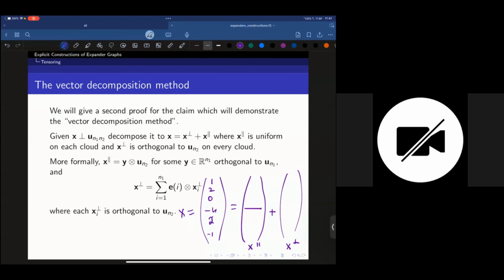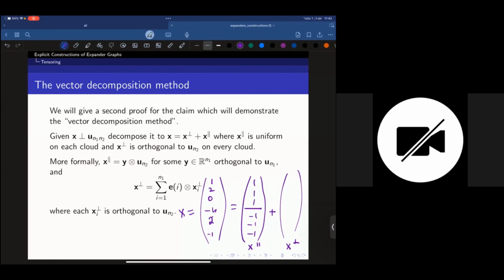So X uniform should be uniform on each cloud. So we look at the first cloud, 1, 2, 0. If I want something that's uniform here, I should write the average there. The average is 1, because 1 + 2 + 0 over 3. So I have a 1. There's only one option, it's a unique decomposition. And -4, 2, -1, -1, because of the rest, the others.